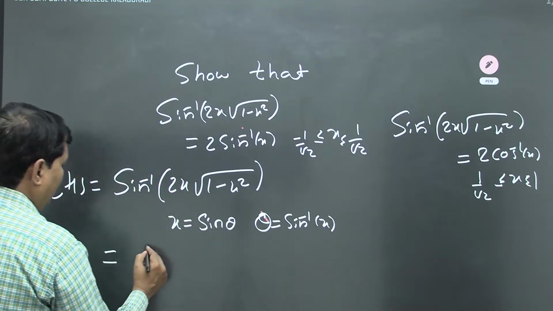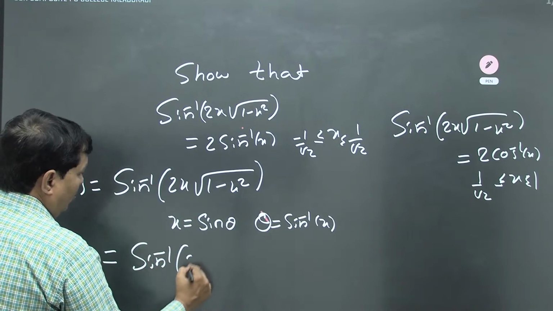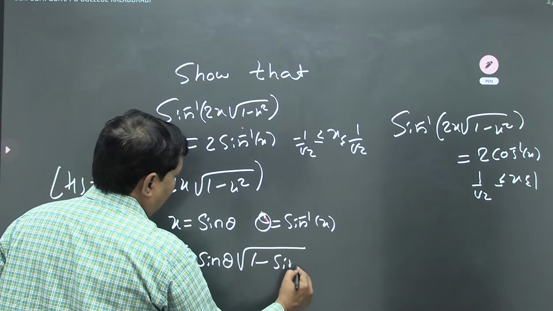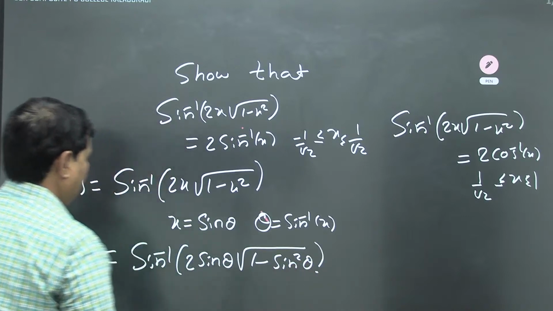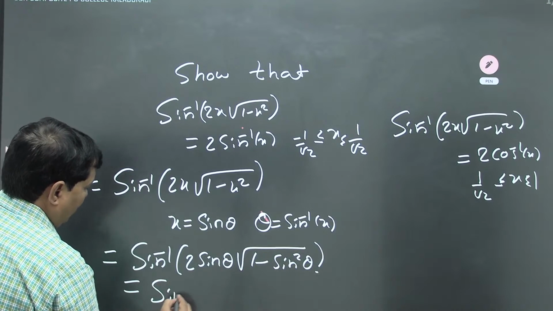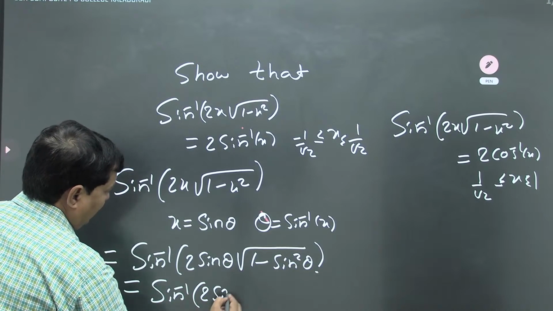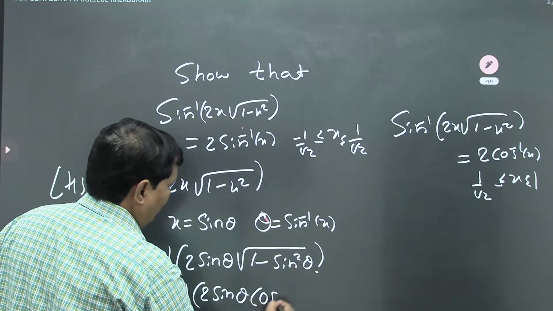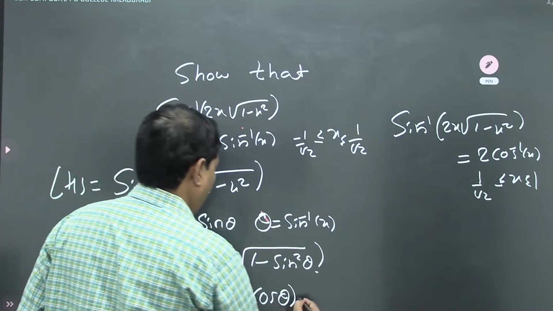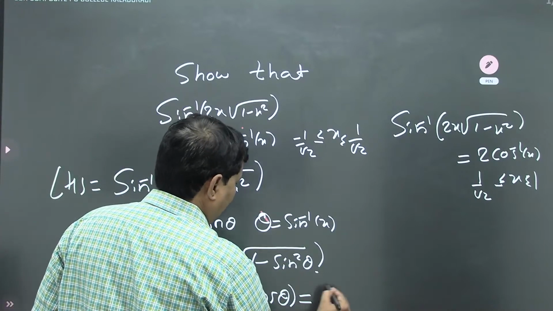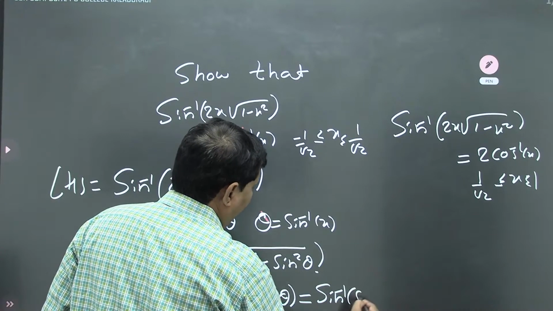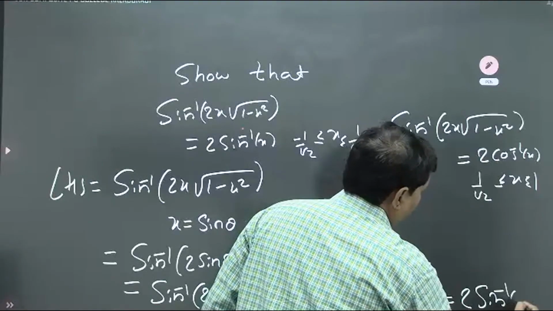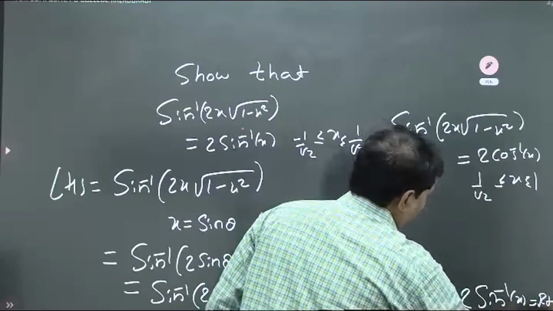Therefore, this is equal to sine inverse of 2 sine theta root of 1 minus sine square theta. So this is equal to sine inverse of 2 sine theta root of cos square theta. Root of cos square theta is nothing but what? Cos theta. Therefore 2 sine theta cos theta equal to what? Sine 2 theta. Therefore you can write it as sine inverse of sine 2 theta, which is 2 sine inverse of x. This is nothing but RHS. This is the first example.